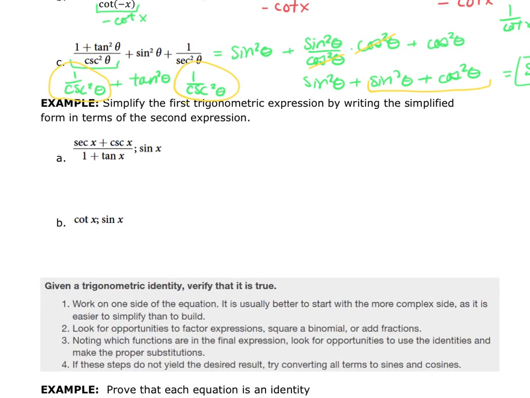Okay. The next part is they're asking me to simplify the trig expression by writing the simplified form in the second one. So what I want when I get done is I only want sine. When I get done here, I want only sine. Now, if you get stuck, if you can't see a solution, you don't see that it's starting to shake out after a couple of steps, then go back and try something different.